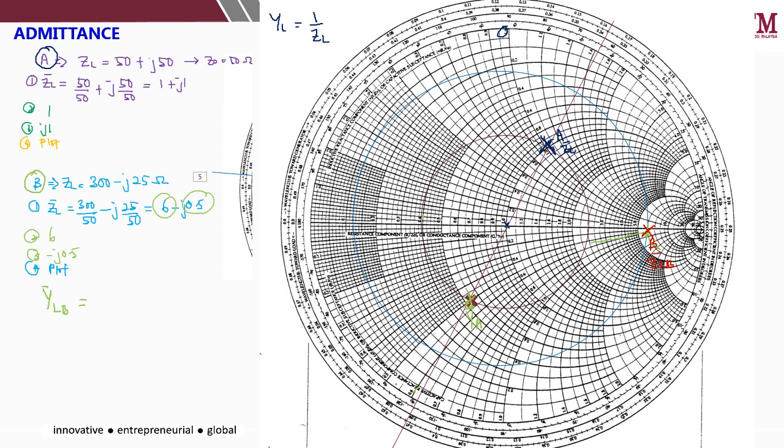So the admittance will be on the opposite side. Okay, so you draw the line from the center, crossing the impedance point, and then extend the line to the other end. So you will get your admittance here. Okay, so YL at point B. So that's basically the admittance.